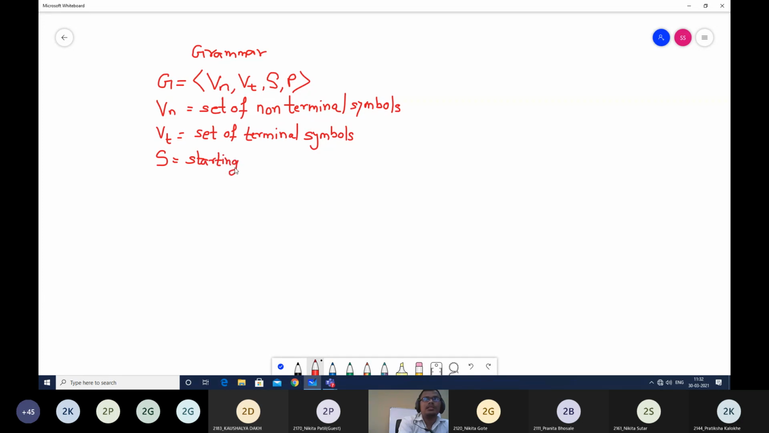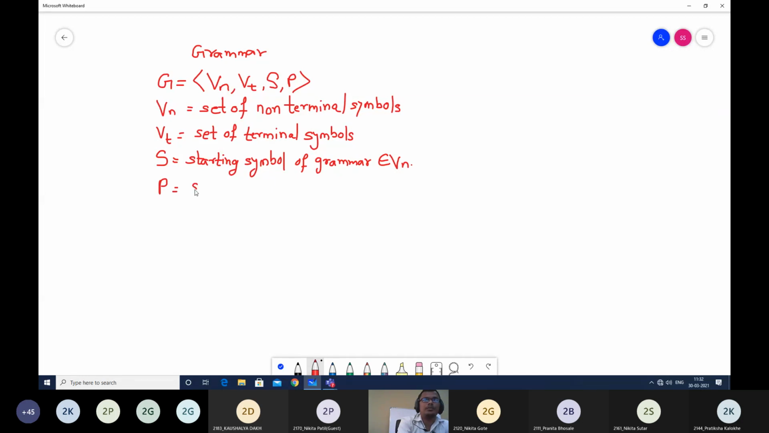S is denoted as the starting symbol of the grammar. Usually the starting symbol of the grammar is a non-terminal symbol. And then we have production rules.